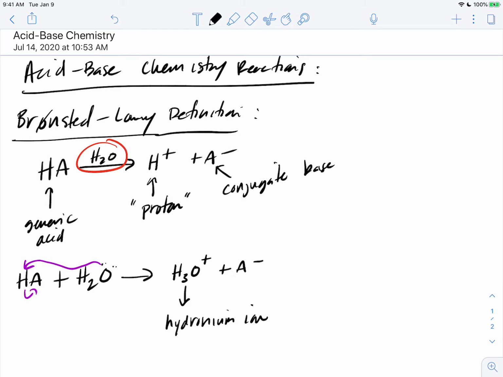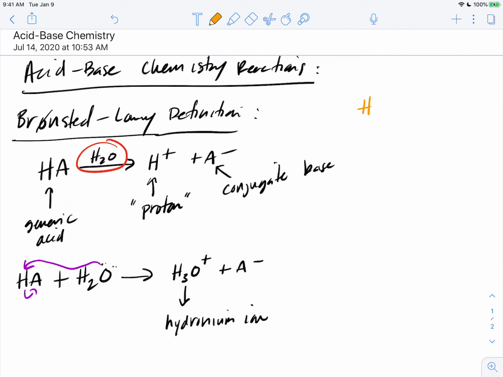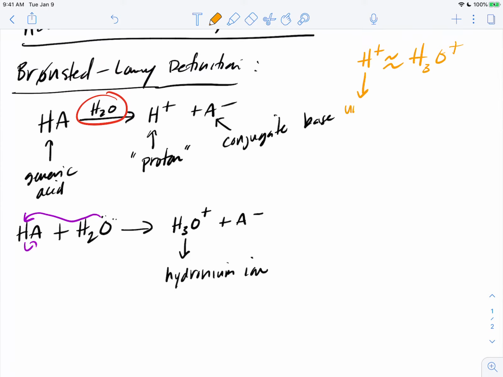This is important because in this class we say that H plus is the same as H3O plus. It's kind of a shorthand instead of writing H3O plus. But H plus is very unstable in water, and the moment you create H plus, it's going to bump into a water in an aqueous solution and make H3O plus.